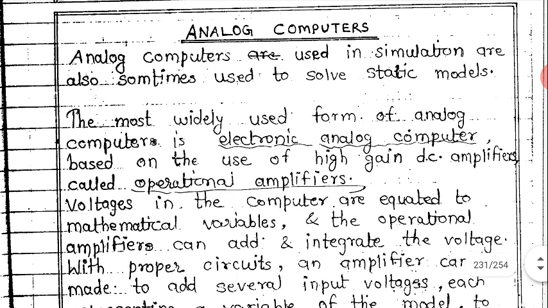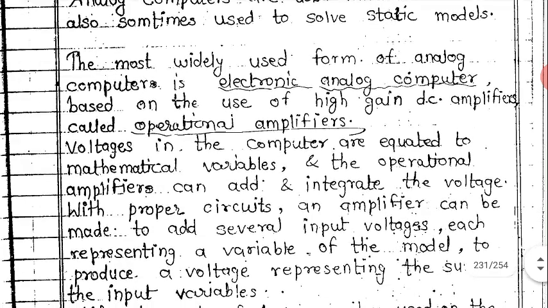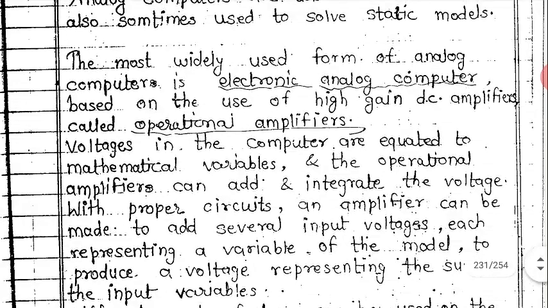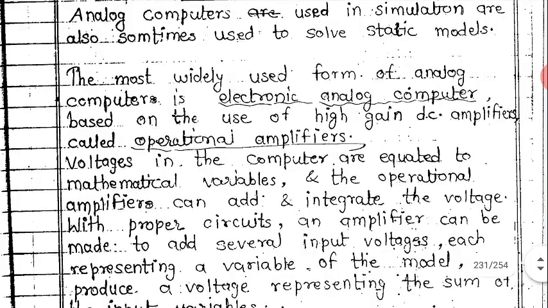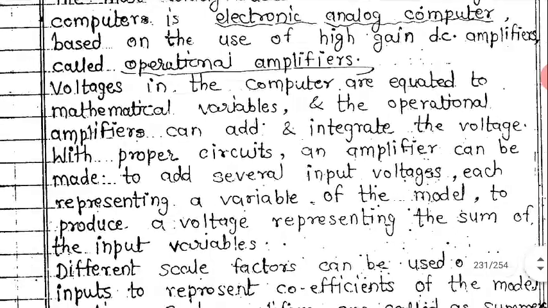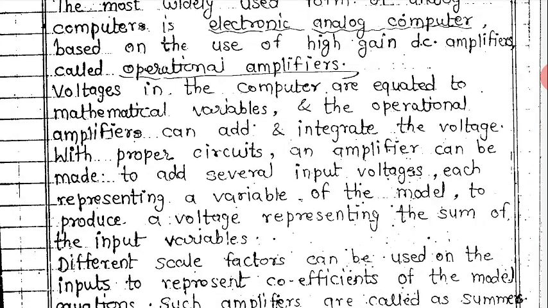The most widely used form of this type of analog computer is the electronic analog computer. Based on this, high gain DC amplifiers, we can say OA, that is operational amplifiers, are used in these electronic analog computers. So what is the working of these computers and how is it used in simulation, we will see now.